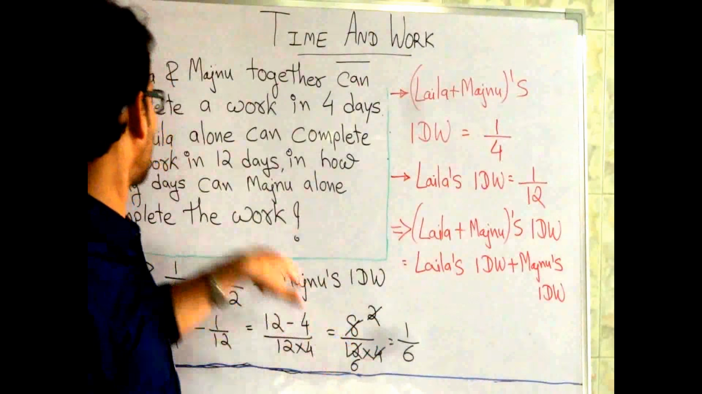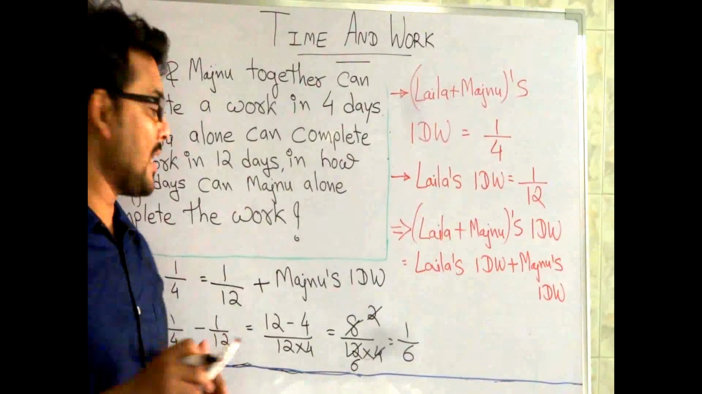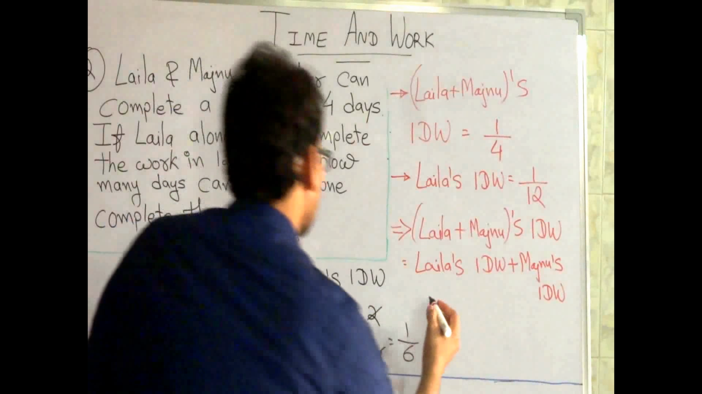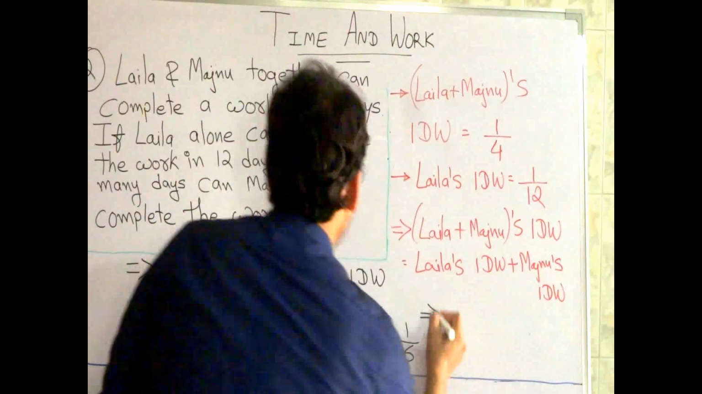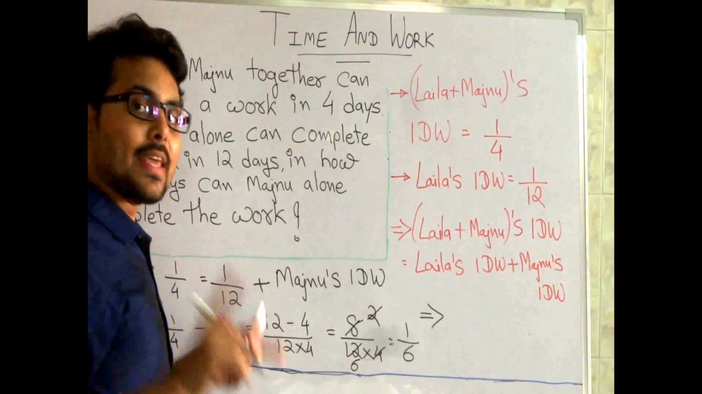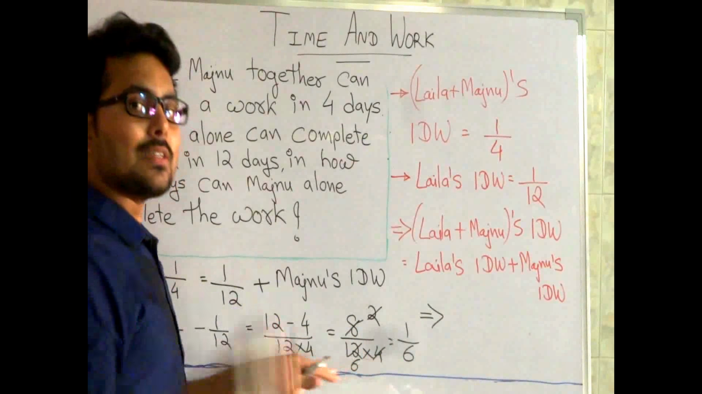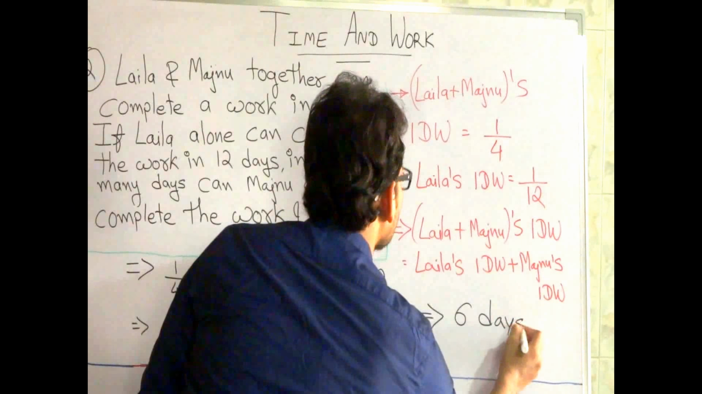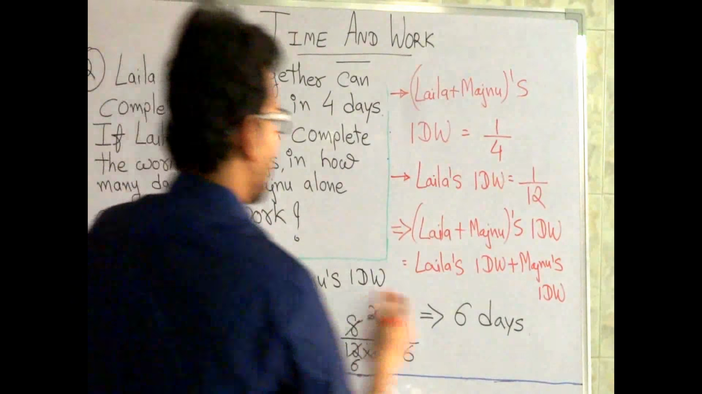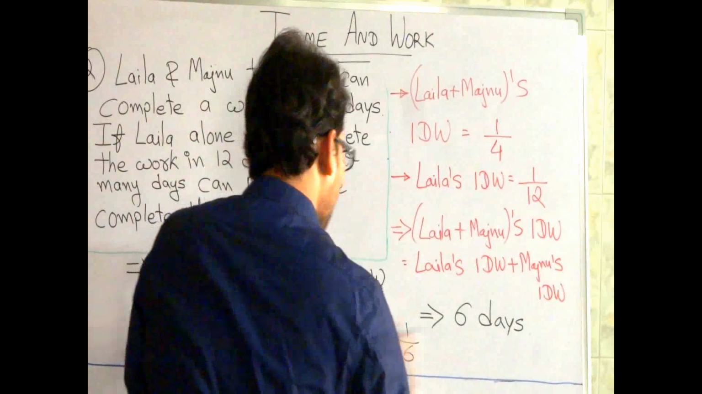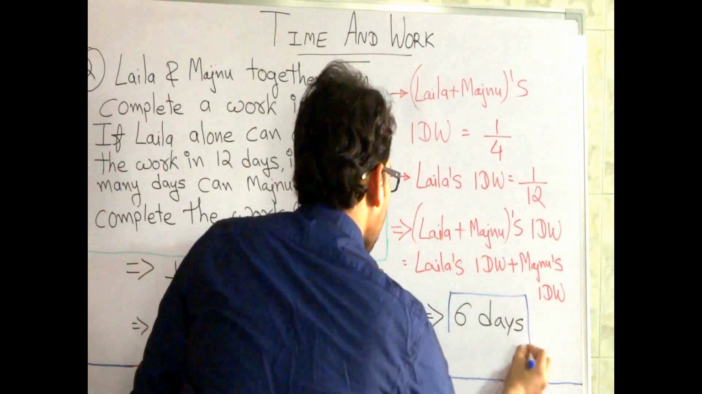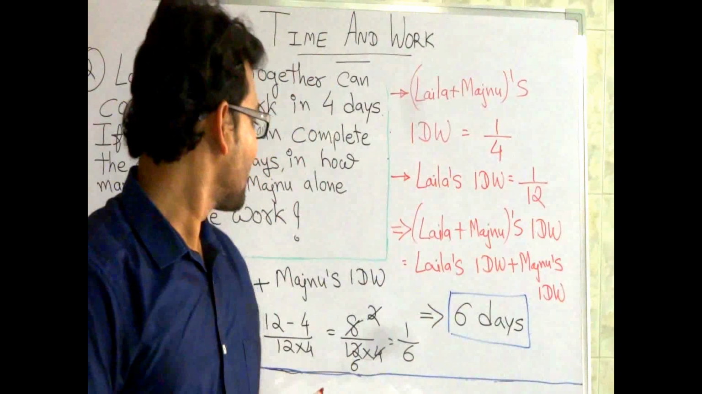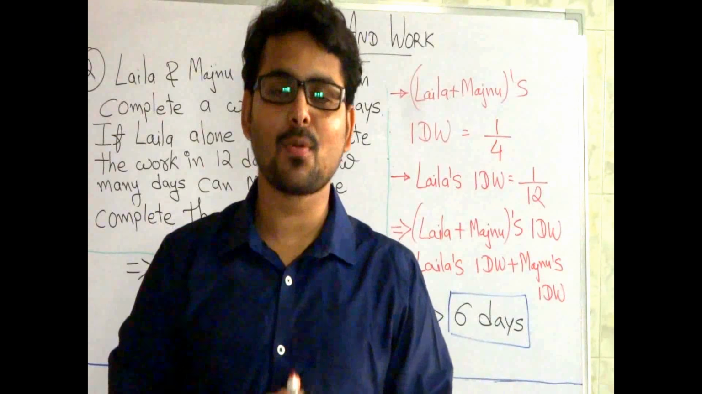Work is 1 by 6. We want time. So time and work are inversely proportional to each other. So the inverse of 1 by 6 is 6. So how long will Majnu take to complete the same work? 1 by 6 means 6 days. That is the answer. Okay, simple one. So we'll go for the third problem.